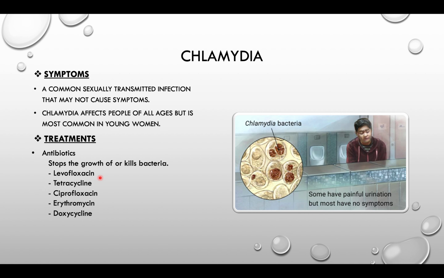Levofloxacin is one. The other one is tetracycline. The third one is ciprofloxacin. If I can't pronounce those right, I'm sorry, but I'm trying my best. The fourth one is erythromycin. The fifth one is taxocycline. So those are the five major ones I would most likely say. Now let's move to the next one.